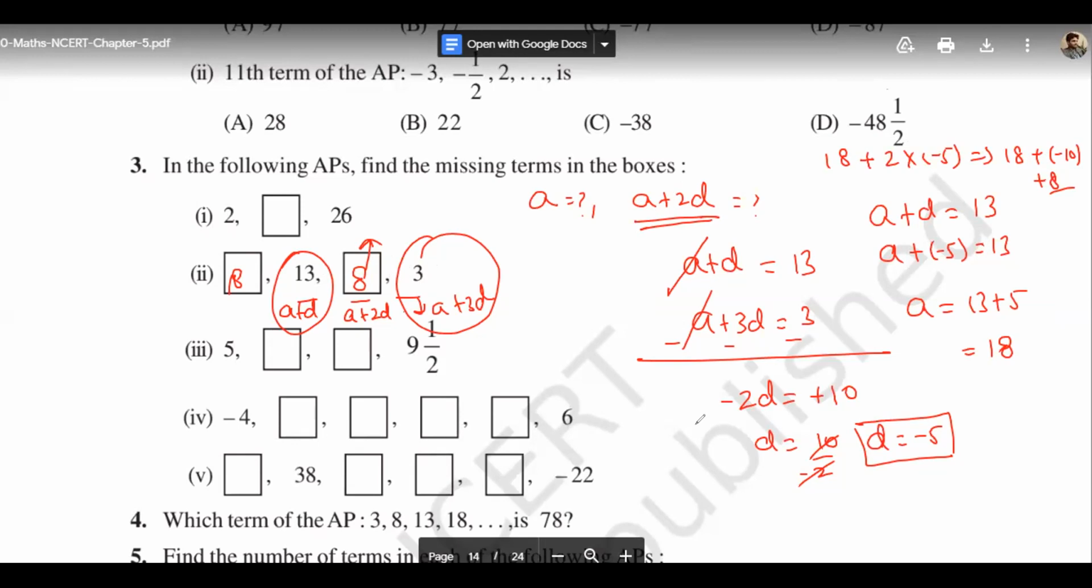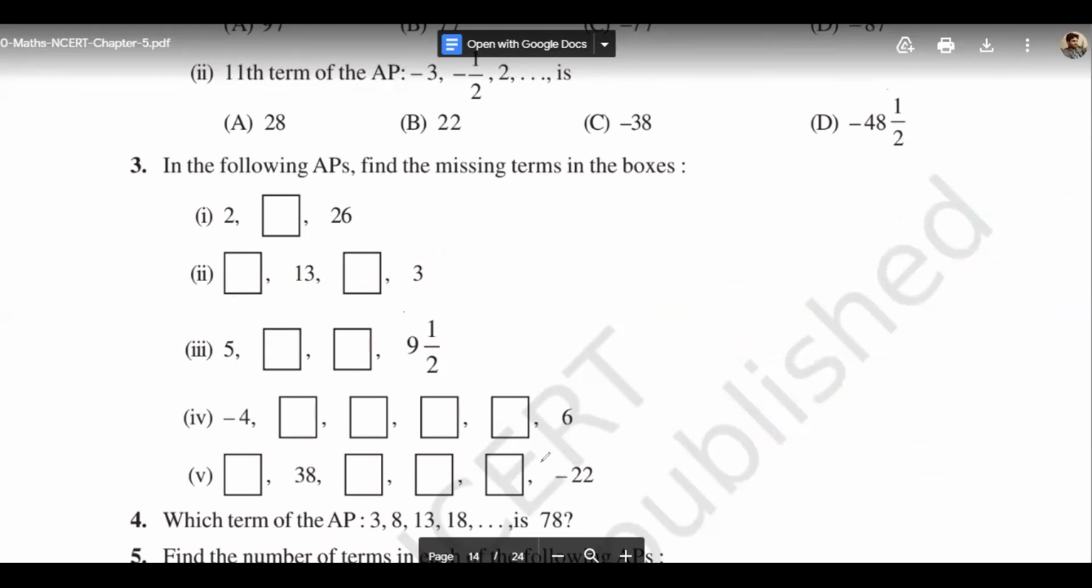Yes, sir. So likewise, you have to solve all these terms. By equating these, you can easily solve all of them.